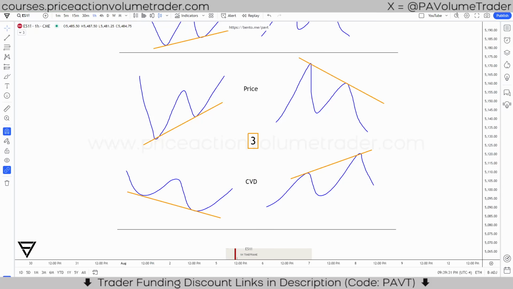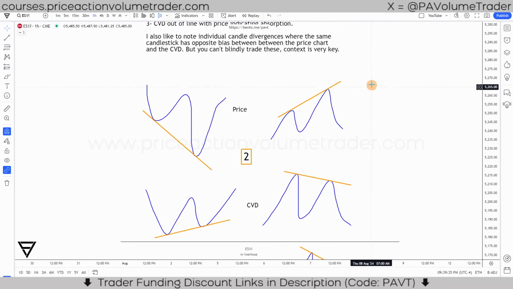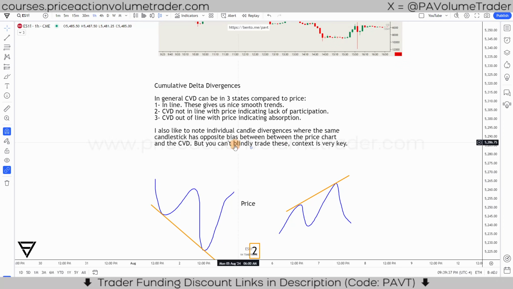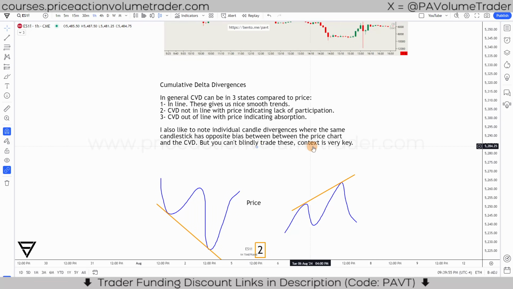And then the last one that I also look for is individual candle divergence, which is when the same candlestick has an opposing bias between the chart and the CVD. What this means is if you have a green candle on the chart and a red candle on the delta, or vice versa. But don't blindly trade this, because context is very key.